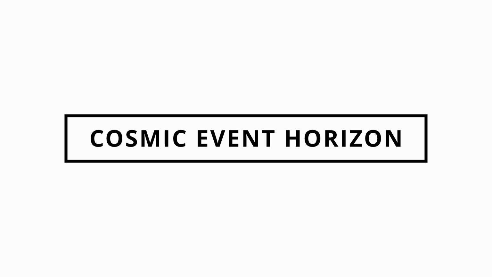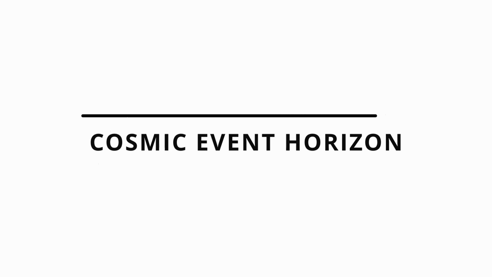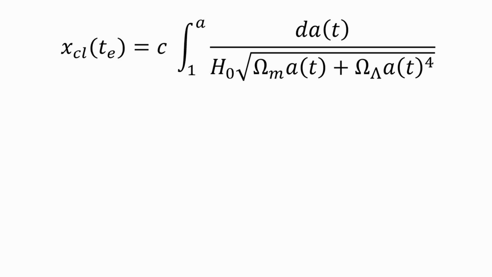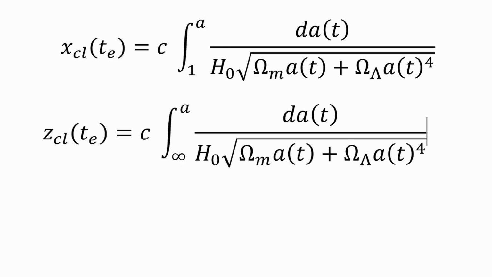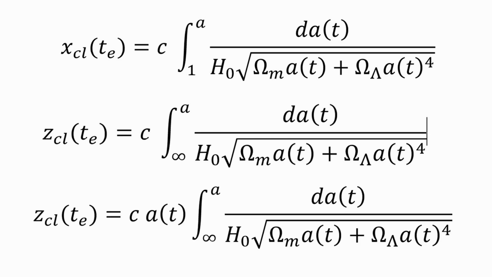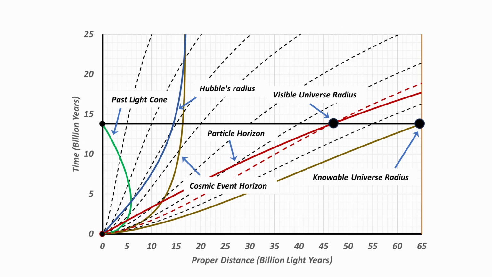The cosmic event horizon is the distance from where an emitted photon will never reach the observer. The co-moving distance traveled by light is which can be adapted for the cosmic event horizon co-moving distance z as and we can determine the cosmic event horizon proper distance as the cosmic event horizon is the light cone for the observer's location at an infinite time in the future.